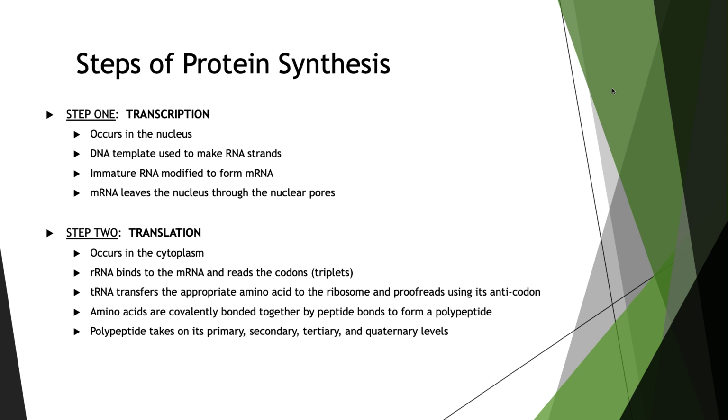rRNA or ribosomal RNA binds to the messenger RNA and reads the codons or the triplet base pairs of DNA. And then transfer RNA transfers the appropriate amino acid, which is the monomer functional group of proteins, to the ribosome, and then proofreads it using its anticodon, or the reverse triplet. Amino acids are then covalently bonded together by peptide bonds to form a polypeptide, and that complex polypeptide then takes on its primary, secondary, and tertiary, and eventually quaternary levels to form those complex protein structures that we spoke about in the last module.